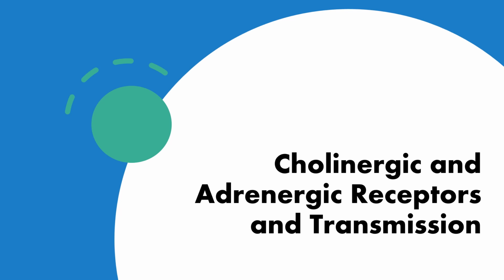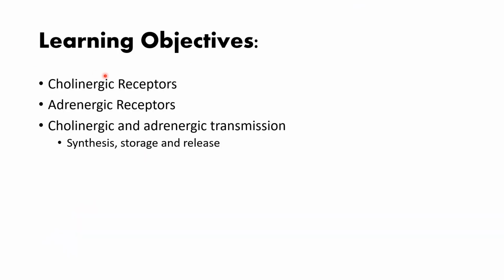So today we are talking about cholinergic and adrenergic receptors as well as their transmission. By the end of this video, I hope you'll be able to describe the different types of cholinergic receptors as well as the different types of adrenergic receptors. Also, I hope you'll be able to describe the transmission of acetylcholine and norepinephrine from the axon terminal to their receptors.